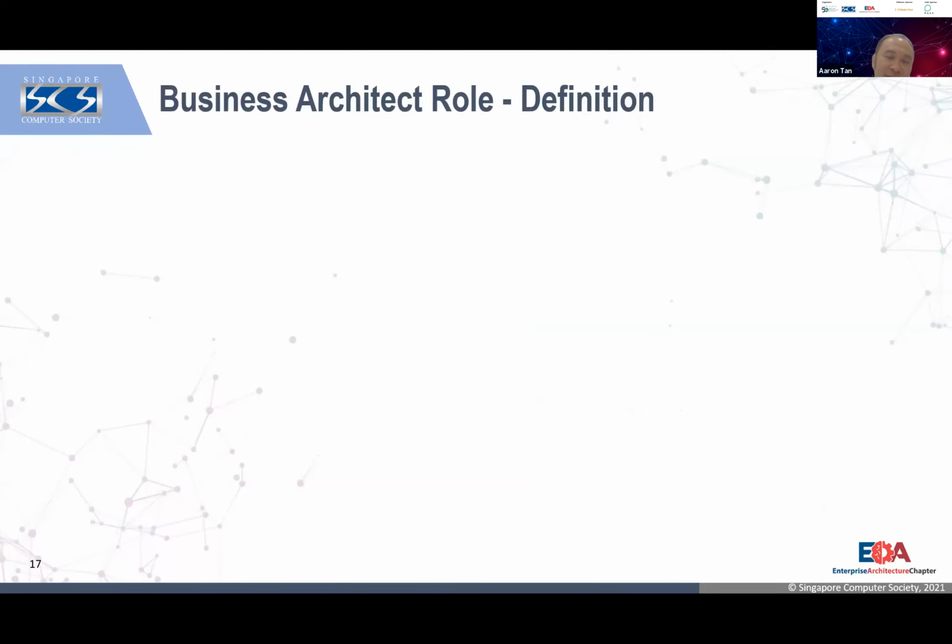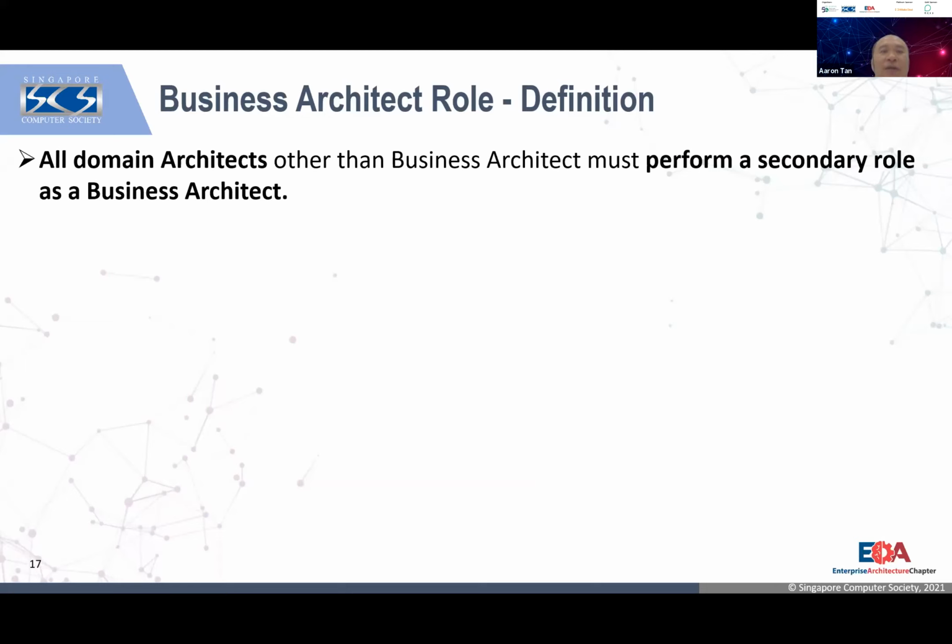So in terms of the business architect, the second role. This is actually a statement: all domain architects, if you are not a full-time business architect, must perform a secondary role as the business architect. So if you are a data architect, software architect, or security architect, your secondary role must be business architect. Otherwise, your domain architecture in terms of data, software, infrastructure, or solutioning doesn't bring value, because you need to perform the role of business architect. So business architect is actually a role for every architect. Okay, so this is the so-called definition.